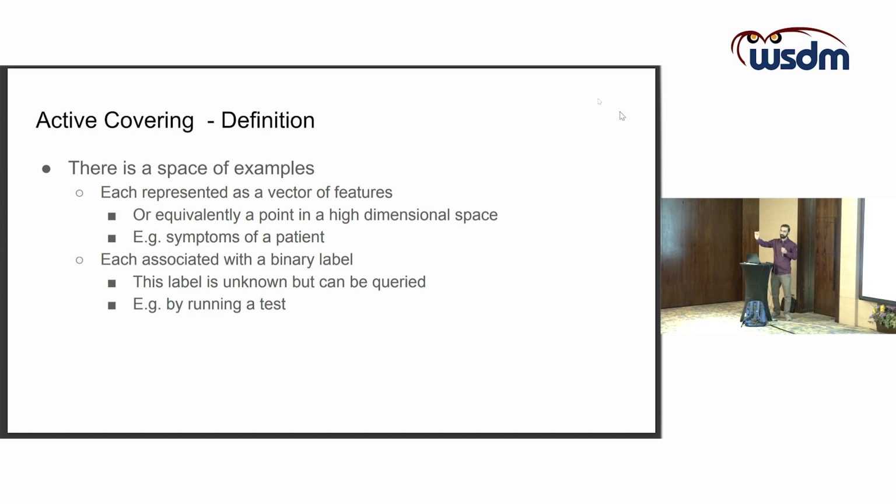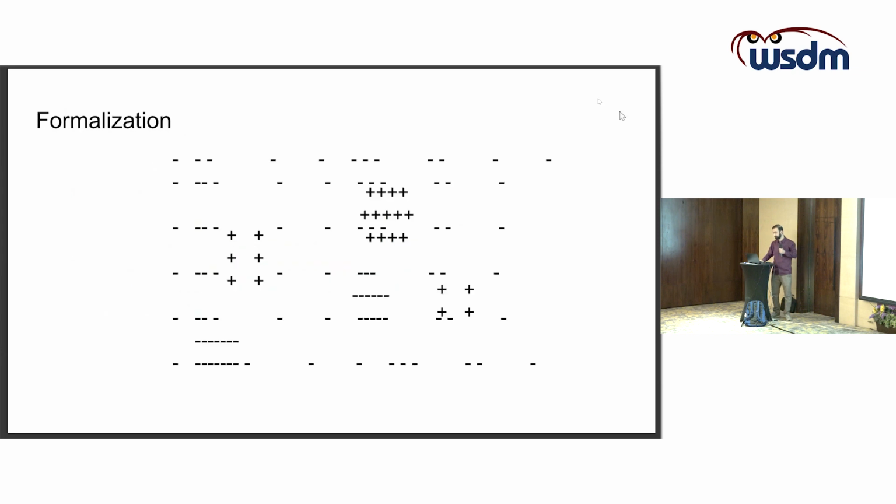So each example is one point in a high dimensional space, and we don't know the label of each point. We can query the label of the point, and it's positive or negative, right? So in active covering, we just have positives and negatives. Each of these positives and negatives represents one example in a two-dimensional space. We don't know if they are positive or negative, but they are.